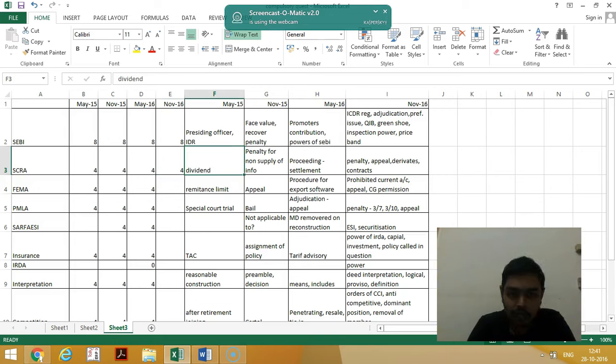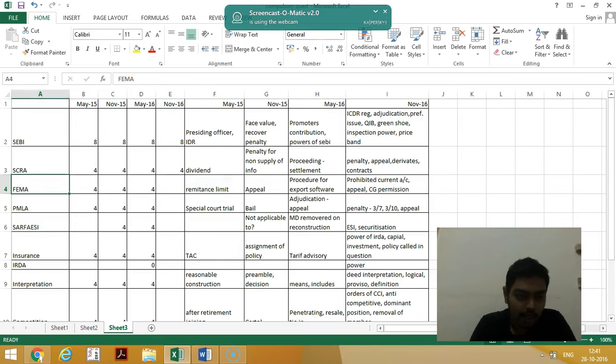In May 15 dividend they have touched, and November 15 penalties for non-supply of information, and May 16 proceedings and settlements. So this time we can even touch penalties, appealing provision, derivatives and options, those things, and this contract like non-specific delivery contracts and spot delivery contract, those can be touched.